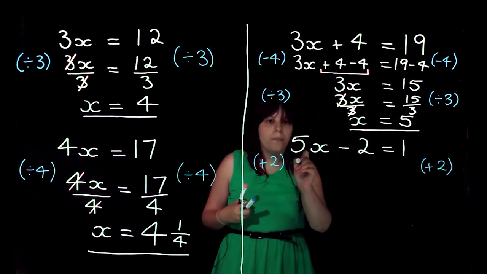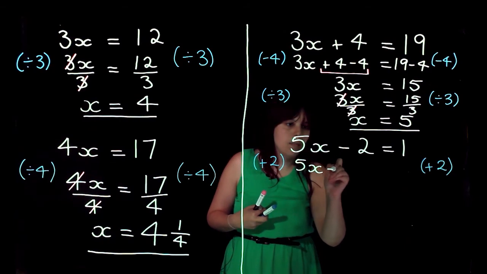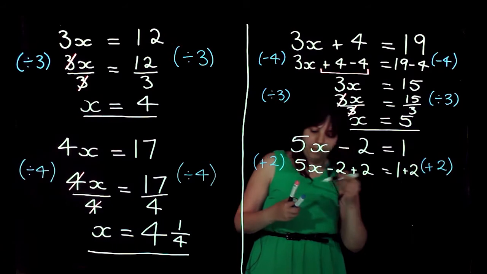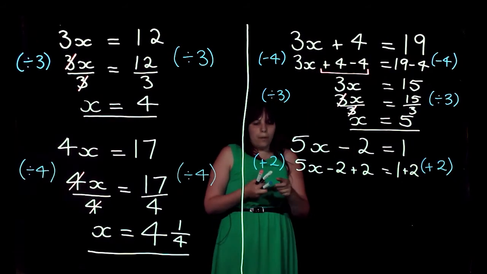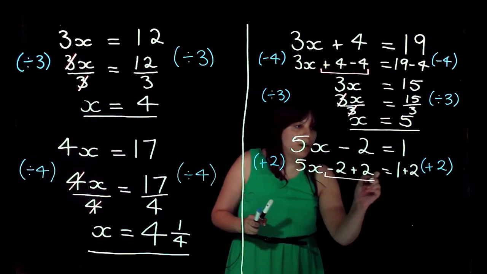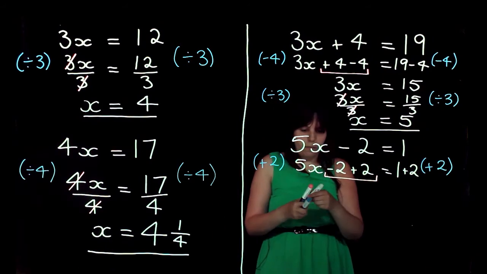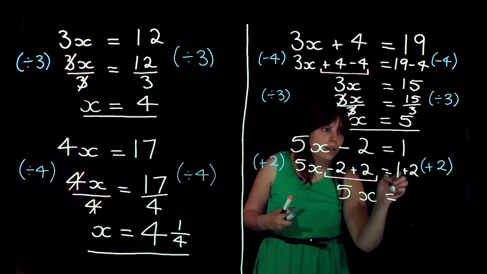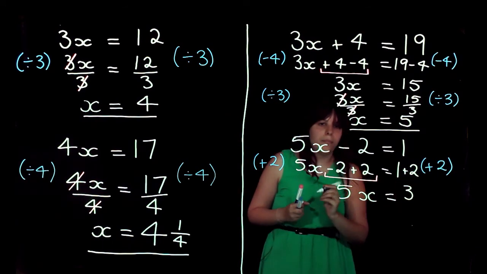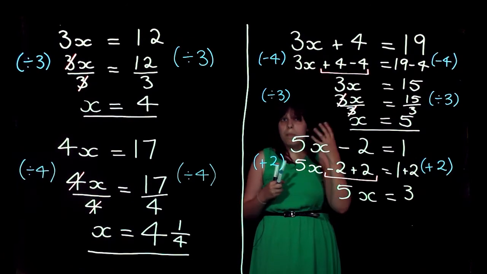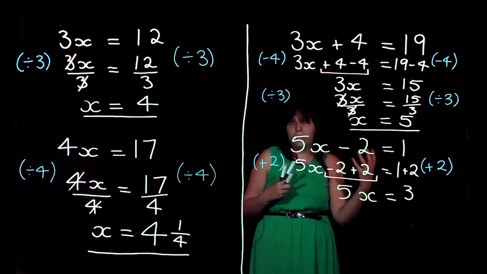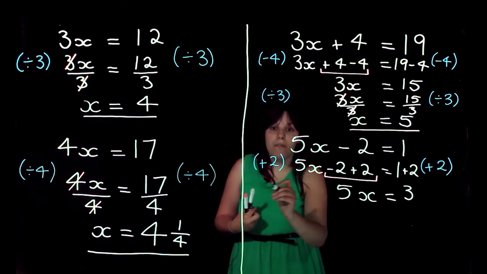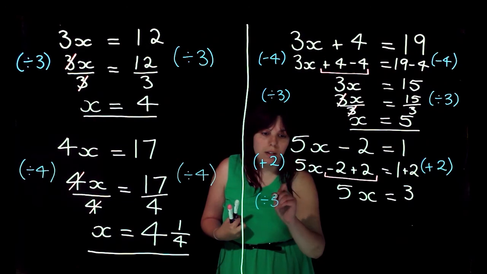So I end up with 5x minus 2 plus 2 equals 1 plus 2. Now, if I look at it, my minus 2 plus 2 gives me the 0 I wanted, which is perfect. So I've got 5x equals 3. So now I'm doing my 5 times x, which gives me 3. So how am I going to get rid of my 5 times? Well, I'm going to divide by 5, because that's the inverse of times.